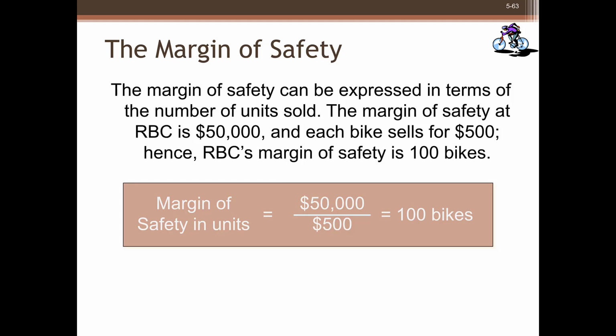The margin of safety can be expressed in terms of number of units sold. To calculate margin of safety in units, we can use the margin of safety dollar amount divided by selling price per unit. For RBC, the margin of safety dollar amount $50,000 divided by $500 selling price per bike, and we can get a margin of safety in units for RBC of 100 bikes.